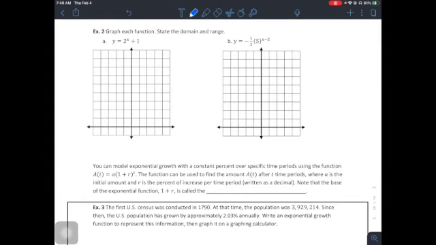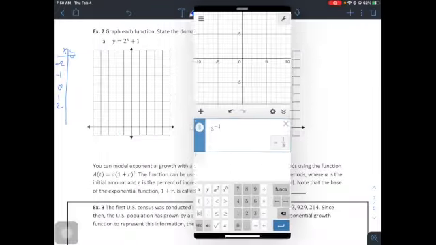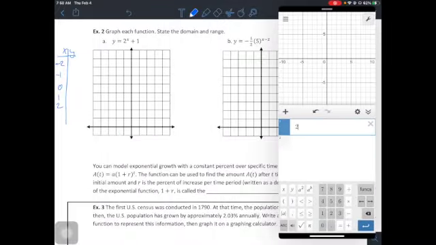So we're going to graph each function and state the domain and range. Our first one, we have y equals 2 to the x power plus 1. When our exponent is just x, we're going to do -2, -1, 0, 1, 2. I'm just going to type all these into my calculator. So I have 2 to the -2nd power, and then plus 1 outside of that exponent.